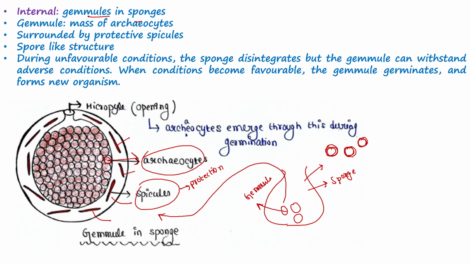Now, a gemmule has an opening here. You can see this is the opening that is called the micropyle. When conditions become favorable, the archaeocytes come out of this opening, and since they are totipotent cells, they can divide and differentiate into many cell types, hence forming a new sponge. Since gemmule formation occurs inside the body of the sponge, it is called internal budding.